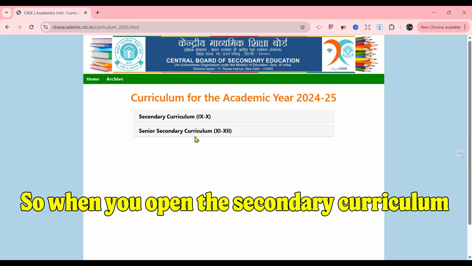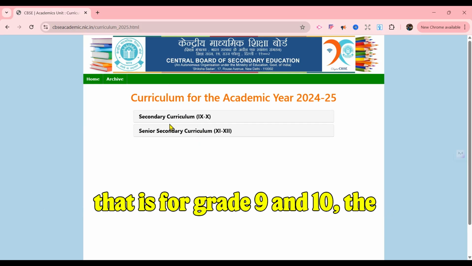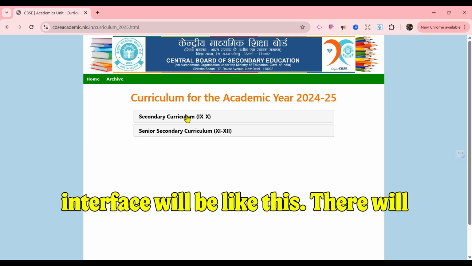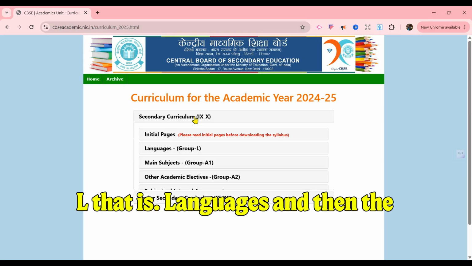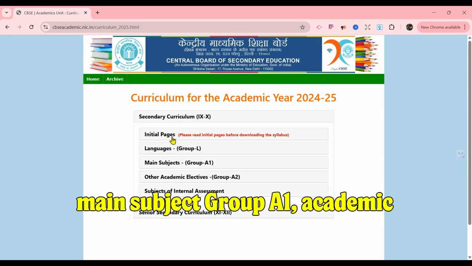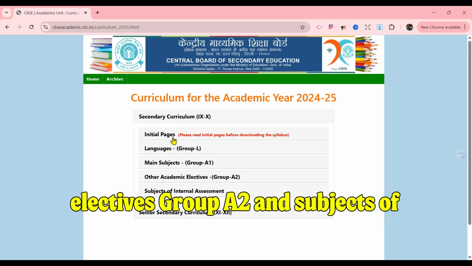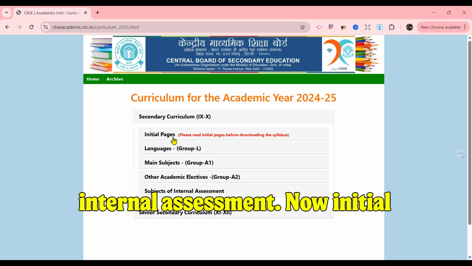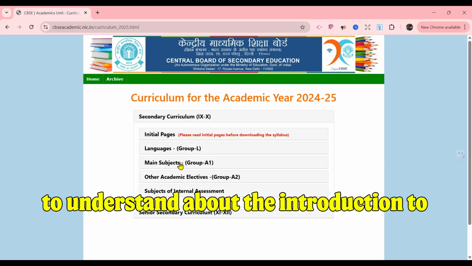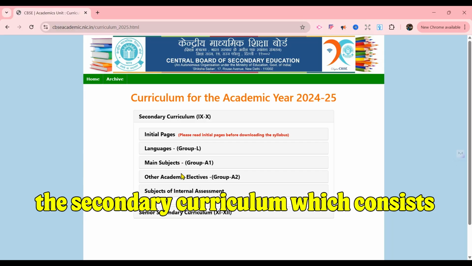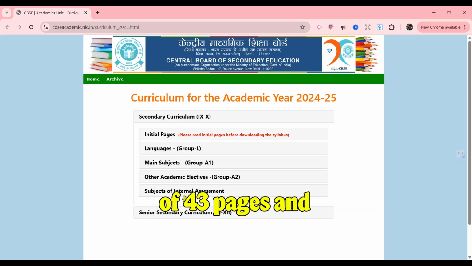So when you open the secondary curriculum that is for grades 9 and 10, the interface will be like this. There will be initial pages and group L, that is languages, and then the main subject group A1, academic electives group A2, and subjects of internal assessment. Now, the initial pages you need to actually open to understand the introduction to the secondary curriculum, which consists of 43 pages.